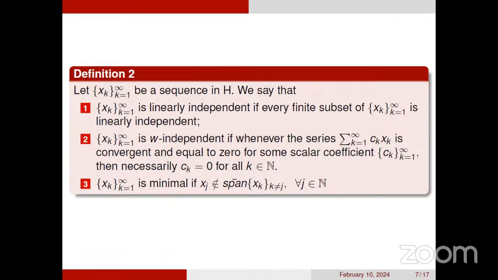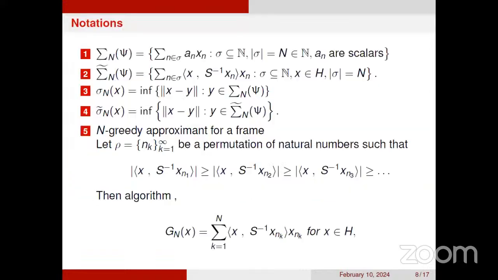And we say that the sequence x_k is minimal if x_j does not belong to the closure of the span of the x_k's, where k is not equal to j, for all j belonging to the natural numbers N.